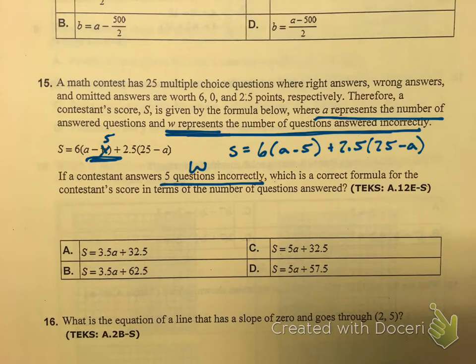So what you're going to have to do is think about how we can simplify this. So we're going to have to distribute the 6 with both of those and the 2.5 with both of those. And don't forget to combine terms that go together, and that will help you find an answer.